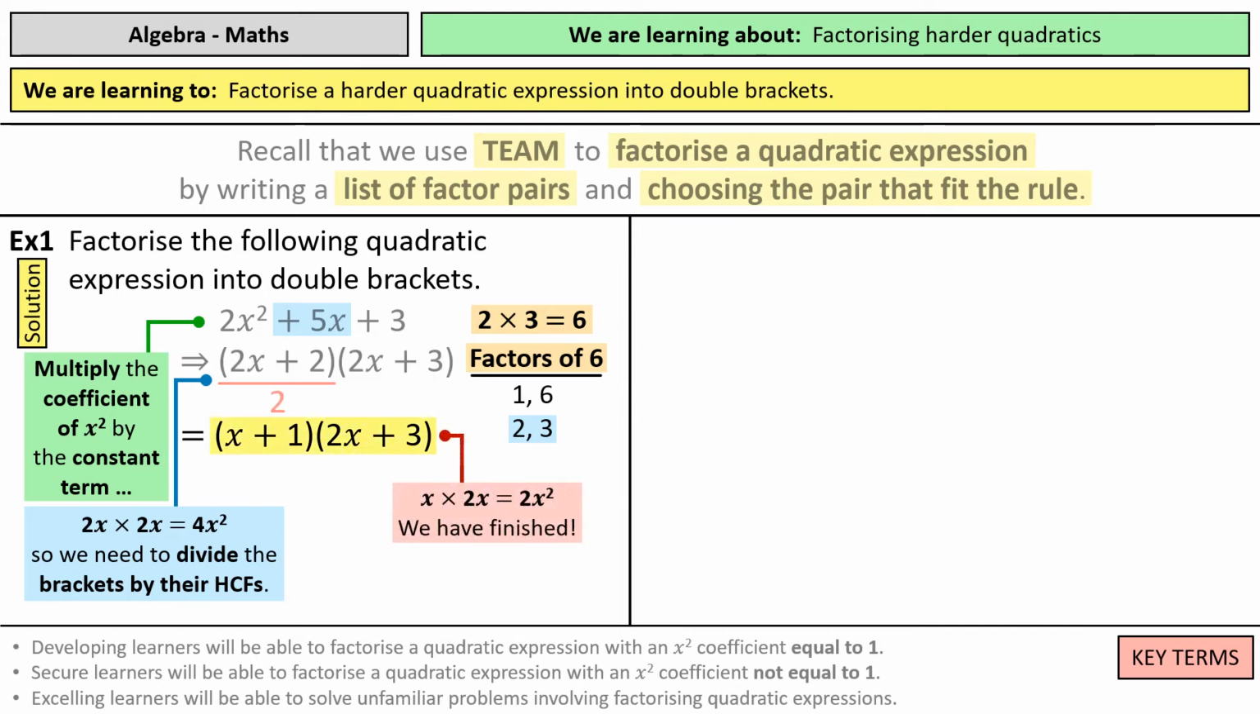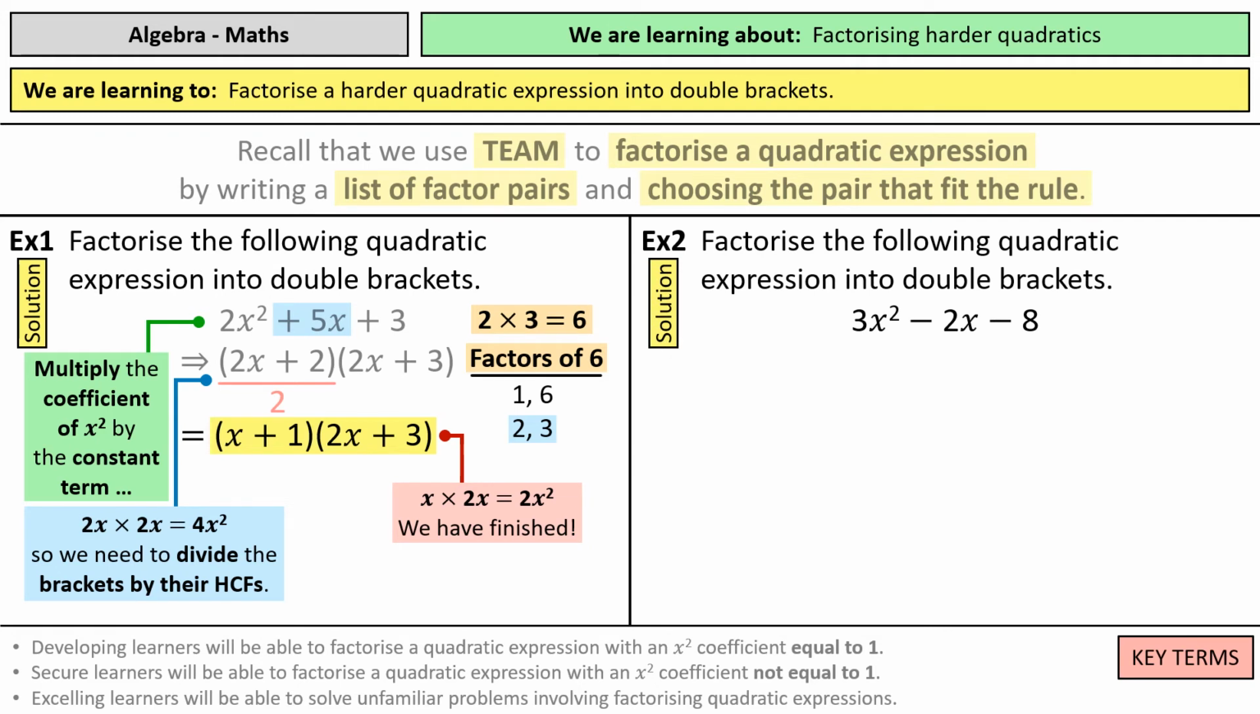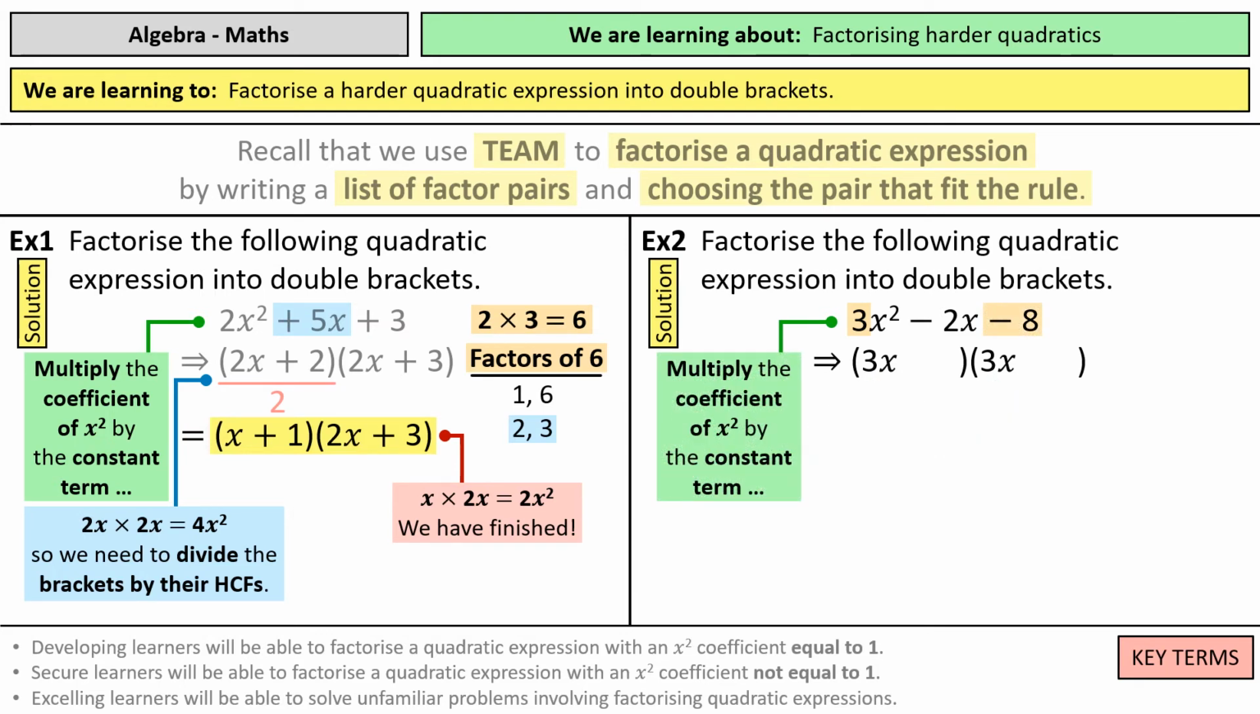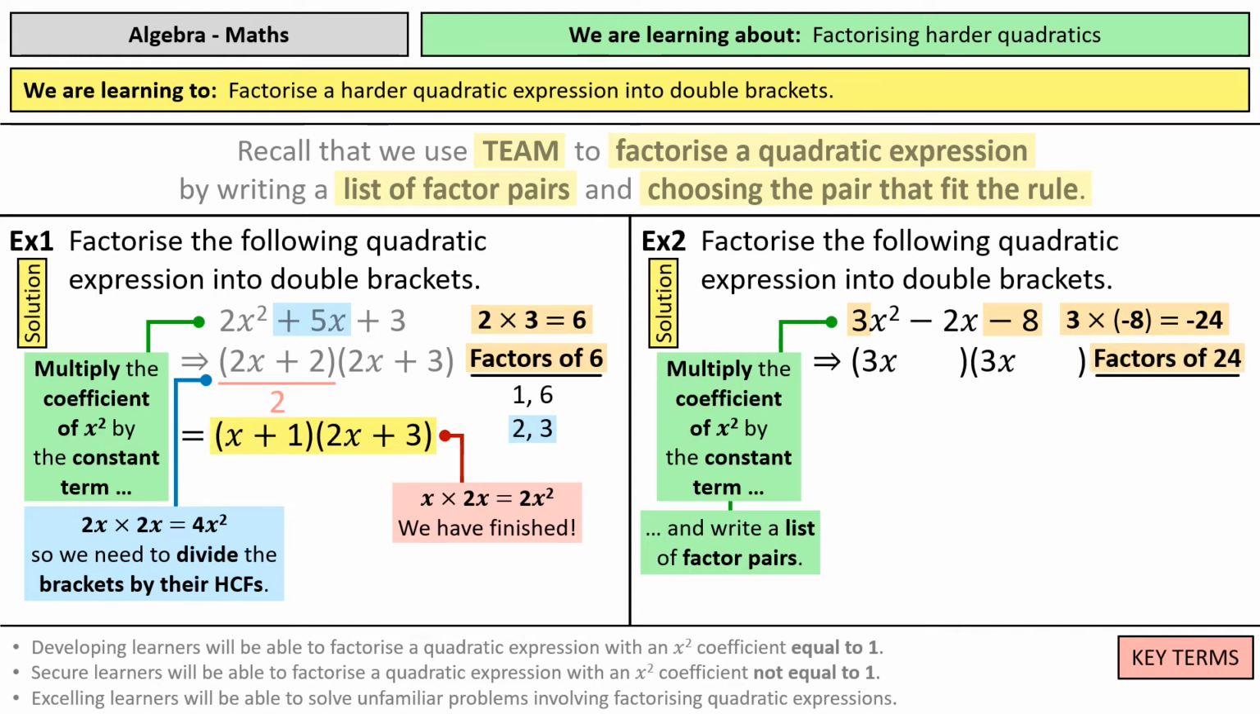Okay, a second example. First difference, double brackets, both with 3x this time. That is the coefficient of x squared, so 3x, okay? Times to make the end, but the end is going to slightly change. It's not minus 8 anymore. Because there's a number before the x squared, I have to times the minus 8 by 3. So I'm actually looking for an end number of minus 24.